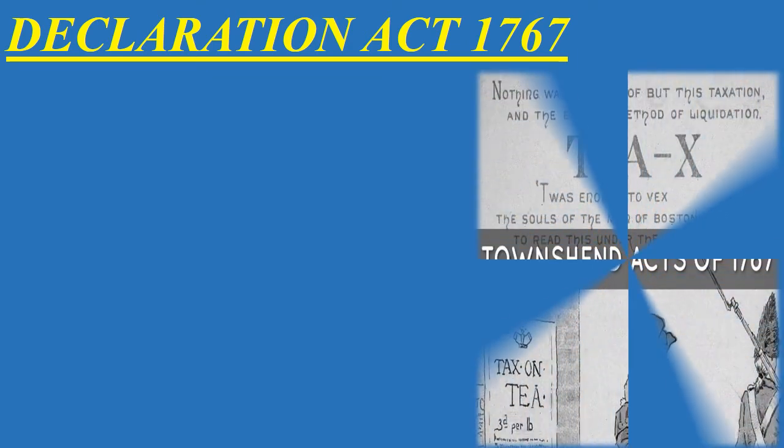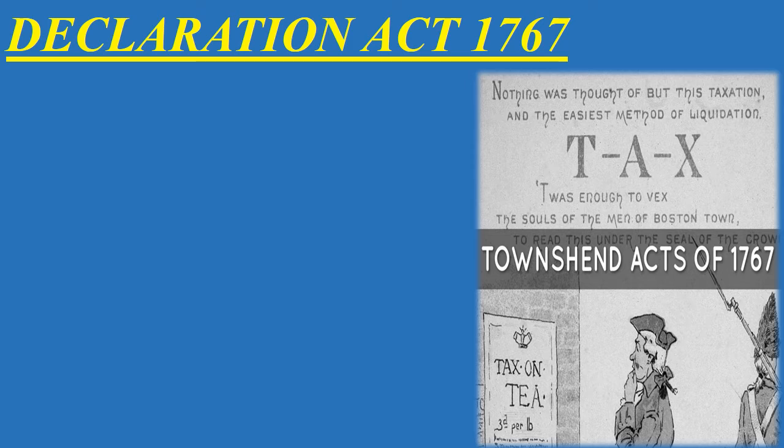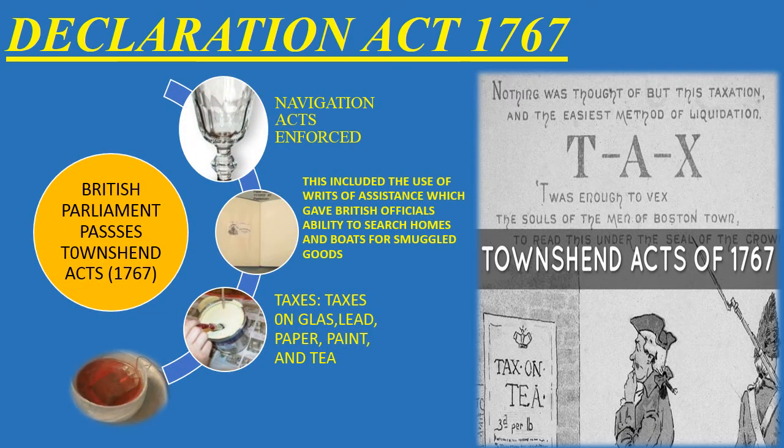As there were many uprisings, the British government was forced to repeal or cancel the Stamp Act. The British Parliament then passed the Declaratory Act in 1767, which asserted the right of the government to impose taxes on lead, glass, paint, tea, and a few other articles that were imported into the colonies. The colonies rose in rebellion once again.